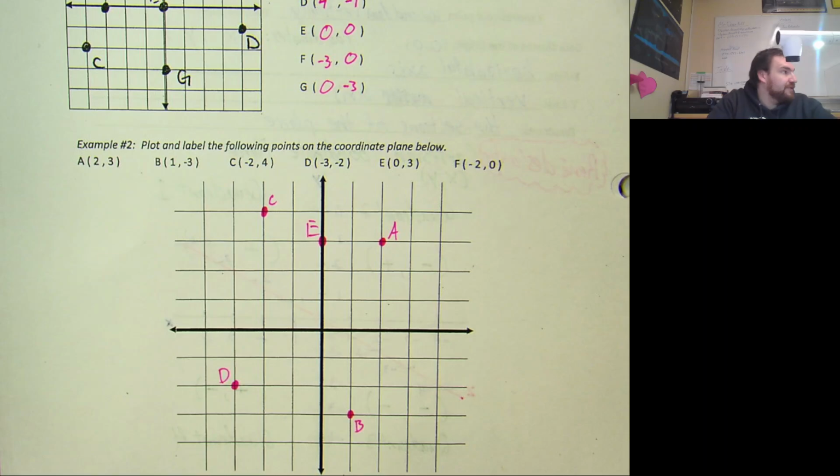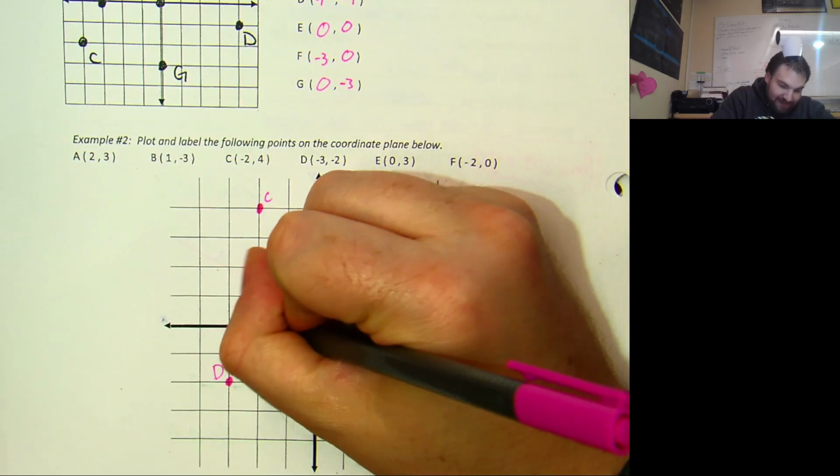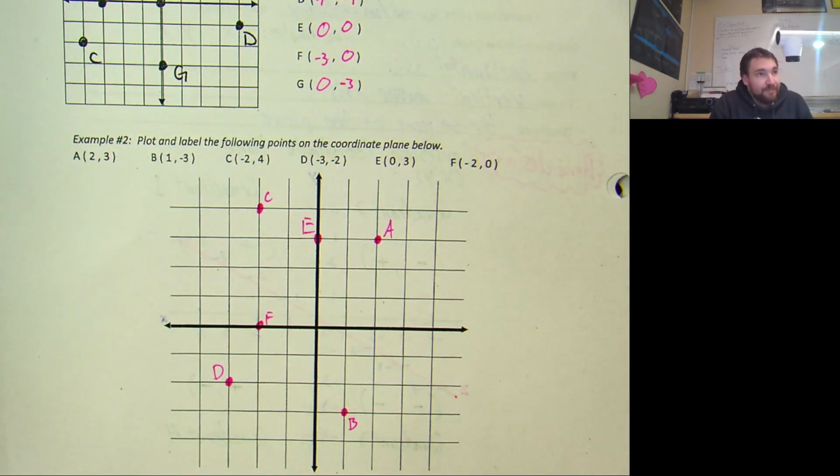And F. Where's F going to be? Chelsea. Oh, my head hurts. More water. Love it. Cool. Comments, questions, concerns? We cool with this? Okay.